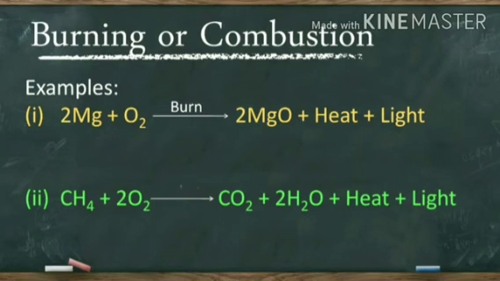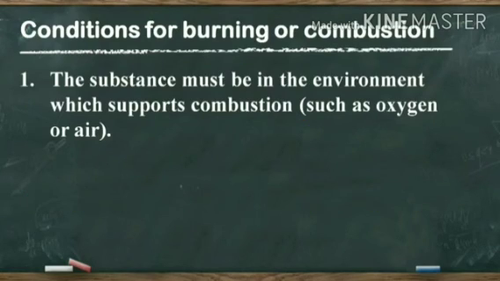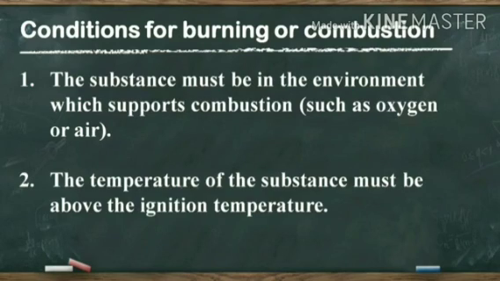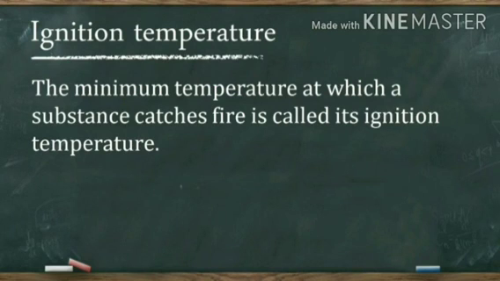There are two main conditions required for burning or combustion. First one is that the substance must be in an environment which supports combustion, meaning the substance should be present in oxygen or air. The second one is that the temperature of the substance must be above the ignition temperature. Ignition temperature is the minimum temperature at which any substance catches fire. It can also be defined as the temperature to which a substance must be raised before burning.